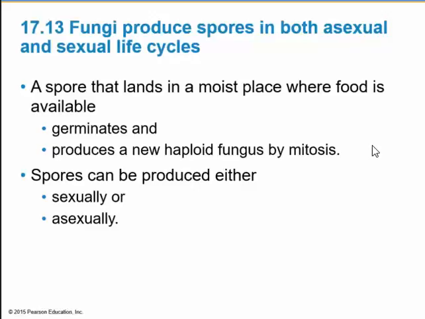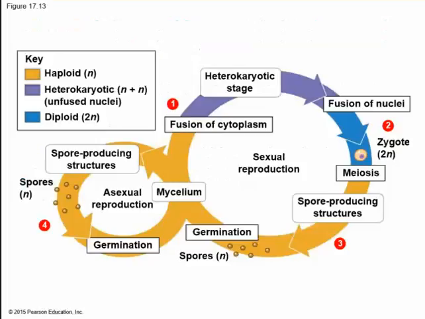Now, spores in fungi can be produced asexually or sexually. And we'll talk about both. Okay, this is a diagram of a fungal life cycle involving both the asexual reproduction and the sexual reproduction. This is a generalized life cycle.